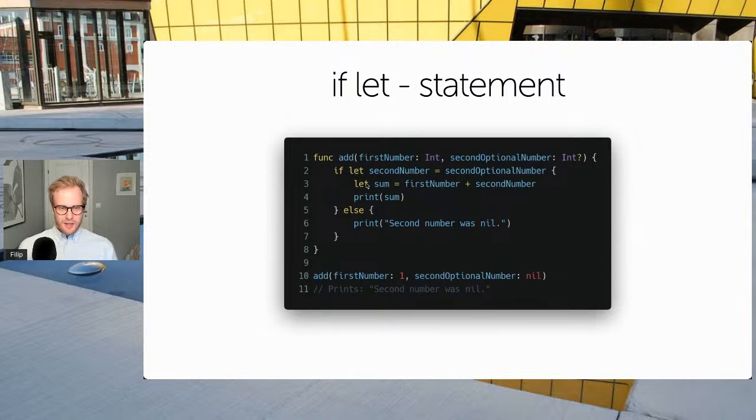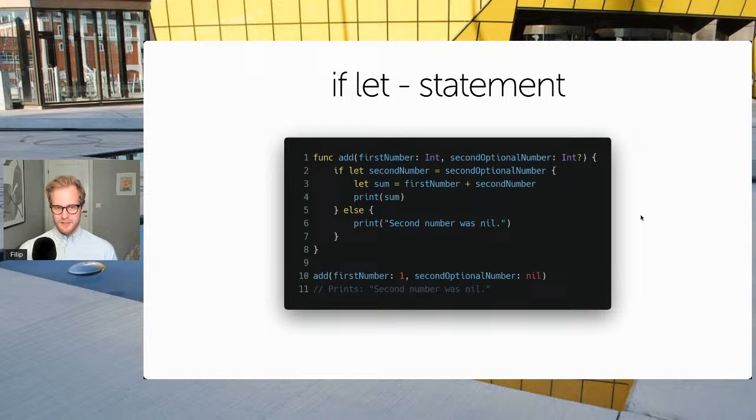So here, what will happen is that if the second optional number actually is an integer and not nil, it will be assigned here, and this line will evaluate to true, and you will go down here, you can add it and print the sum. If this is not an integer, which is the case here, since we send in nil, it will print second number was nil, which is exactly what this program here is going to print.